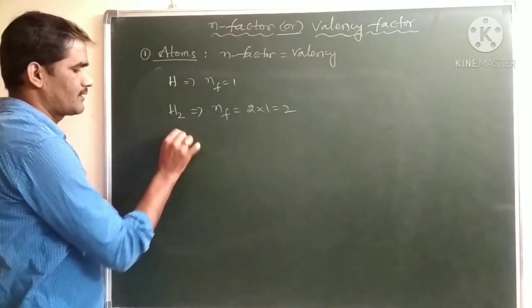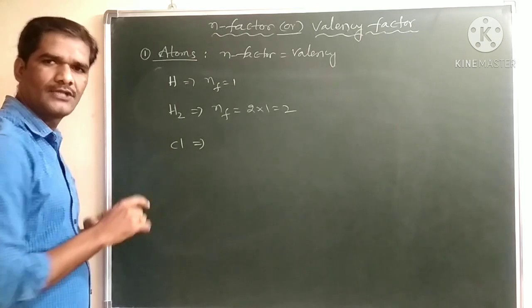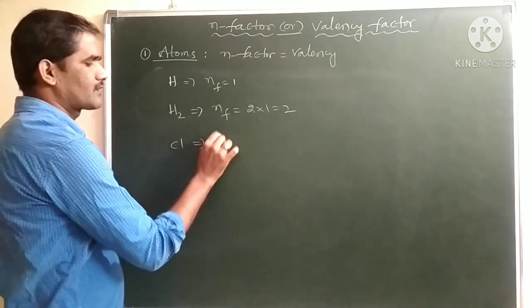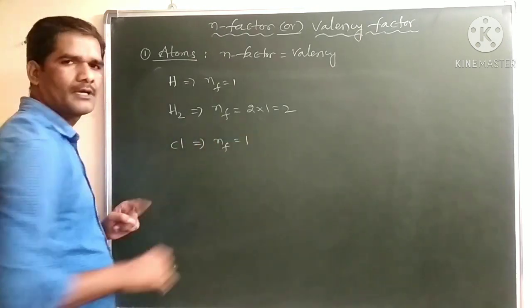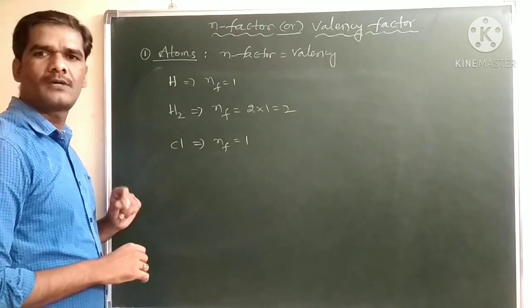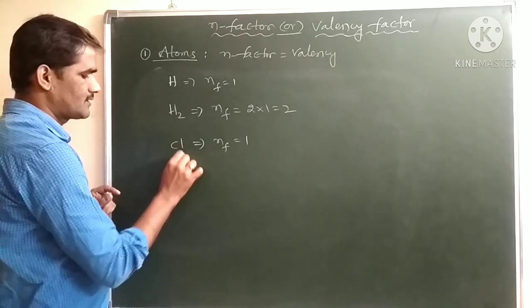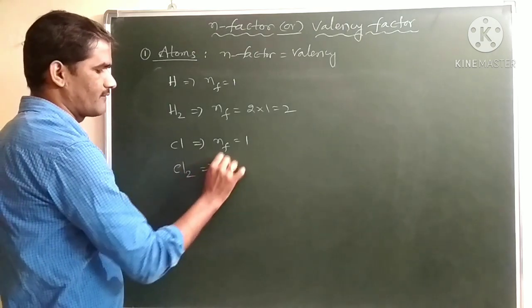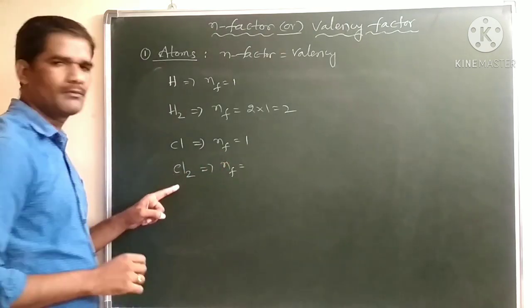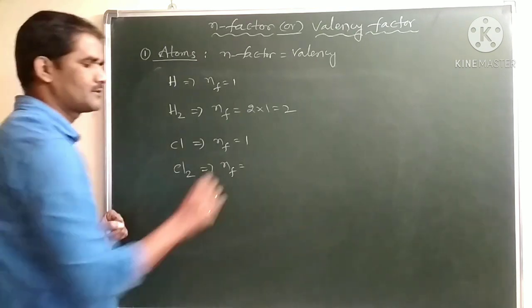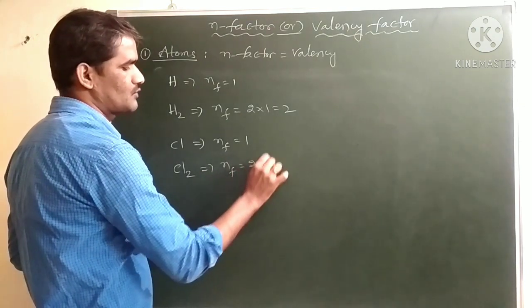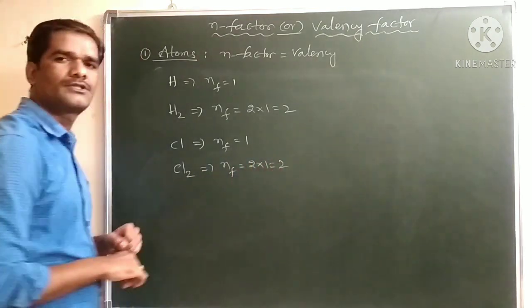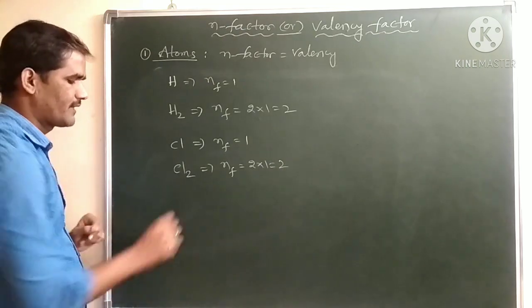Similarly, if you take chlorine, again 17th group, we know that N factor is 1. But all 17th group or halogen family exist in the diatomic state. In this case, again, each chlorine molecule contains 2 chlorine atoms. So the resultant N factor is 2 into 1, that is 2. Similarly, if you take oxygen.